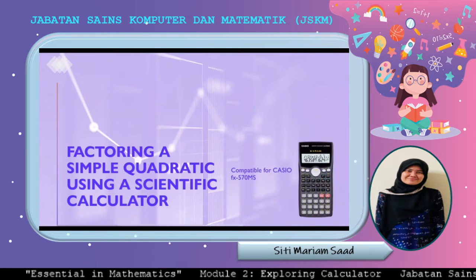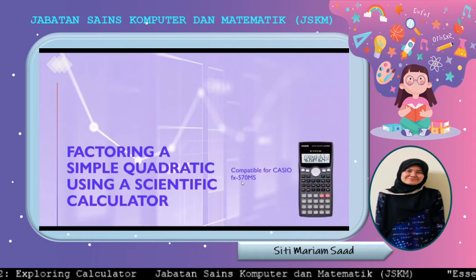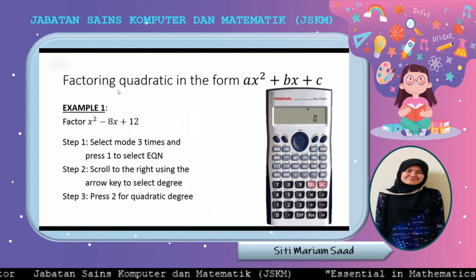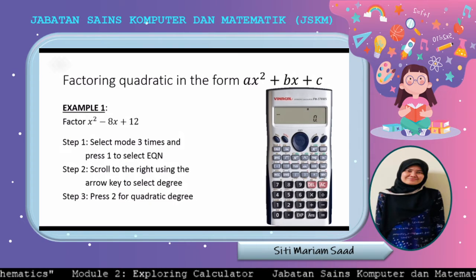Now I will show you how to factor a simple quadratic using a scientific calculator, compatible with the Casio model fx-570MS. We will factor a quadratic in the form of ax squared plus bx plus c. For the first example, we will factor x squared minus 8x plus 12. The coefficient of x squared is 1.